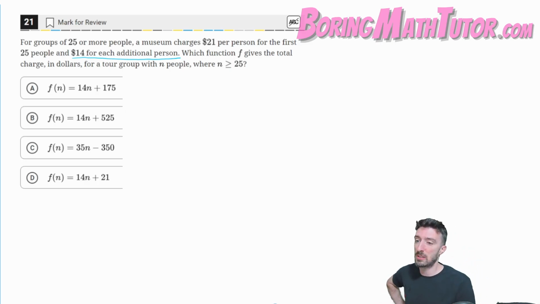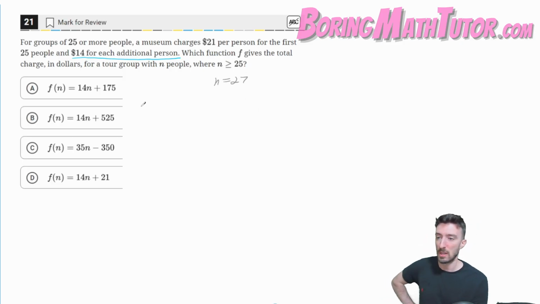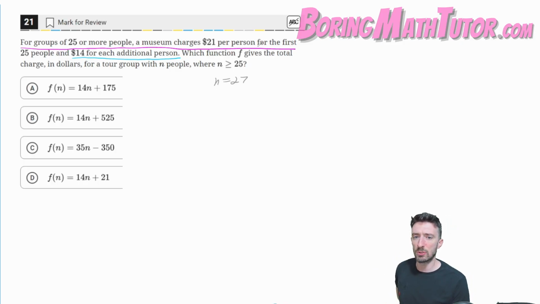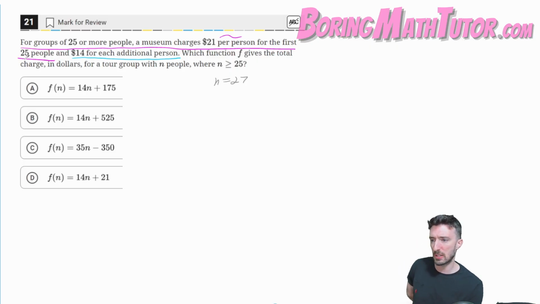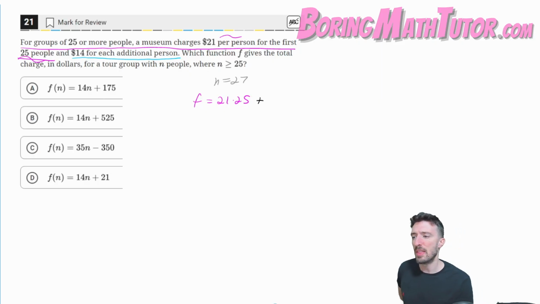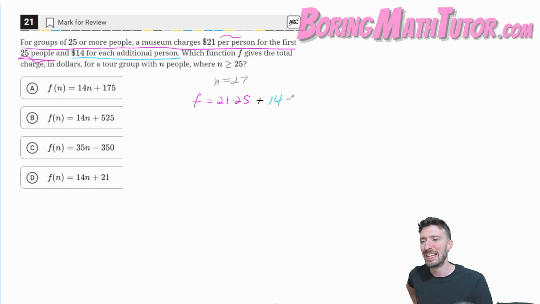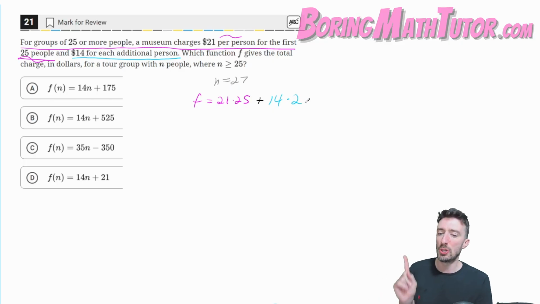So let's pretend that there were maybe 27 people that went. Well, then in that case, what would I end up paying? I would end up paying 21 per person for those first 25 people. So F, which is the amount I'm going to get charged, would equal 21 times 25 plus the $14 for each additional person. So that's going to be 14 times, well, how many additional people? If there was 27, then that means there would be 2 extra people.